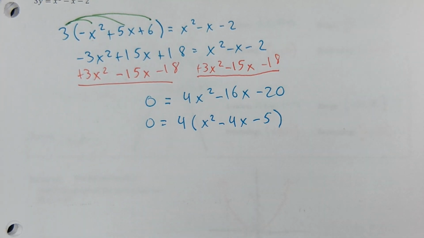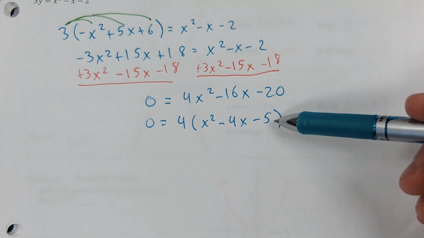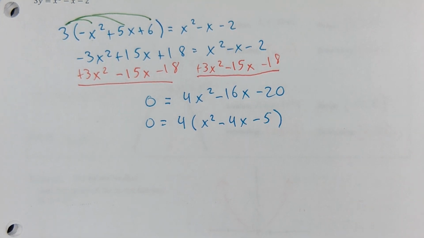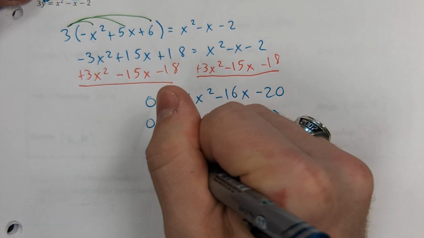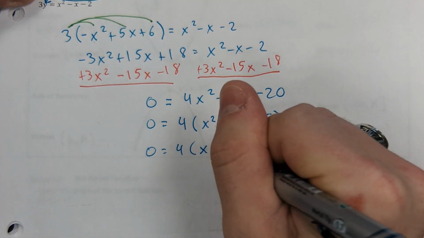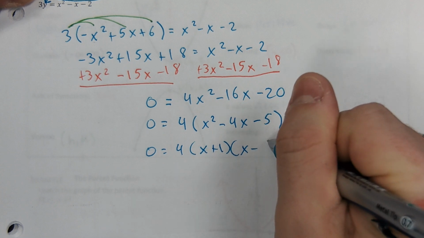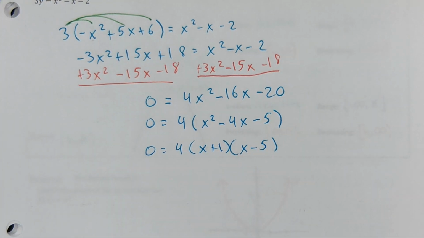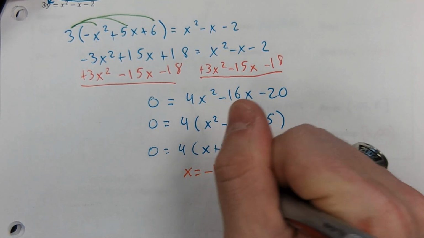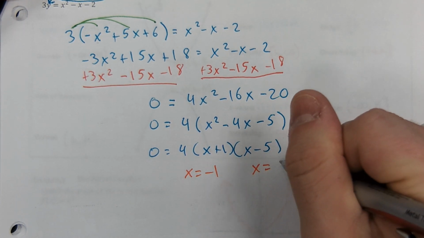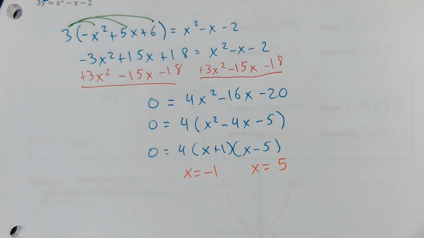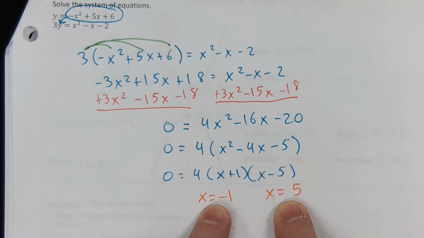And yay. There are two numbers that multiply to negative 5 that add to negative 4. Negative 5 and positive 1. Hooray! We can see our two solutions for x. We can see that x equals negative 1 and x equals 5. Just like we've done in the other questions, it's time to do some substitution. Take what you know x to equal and plug it into either equation.